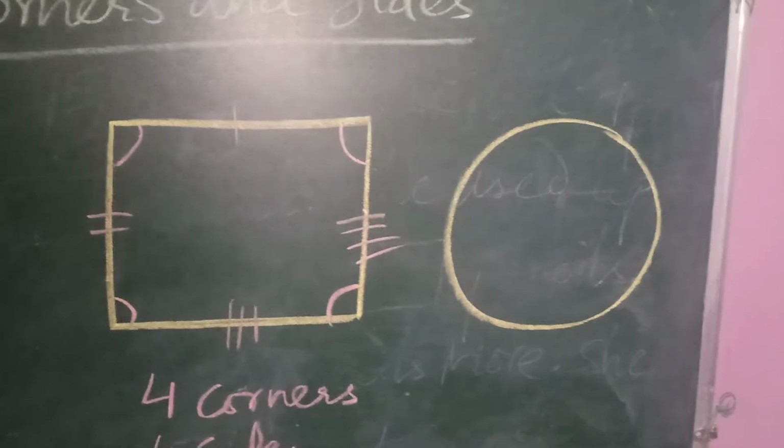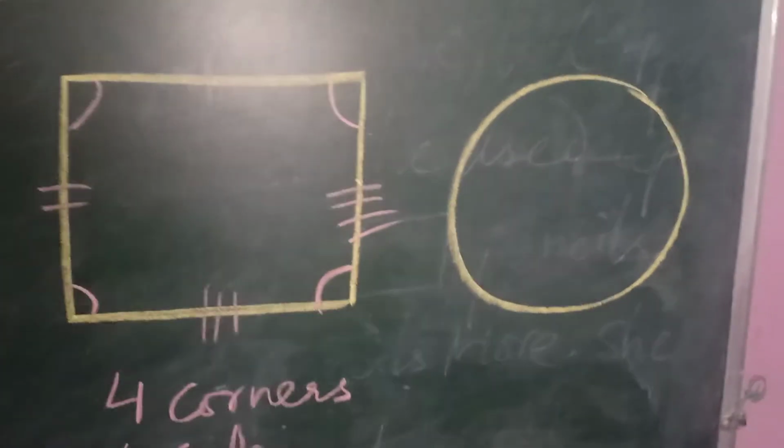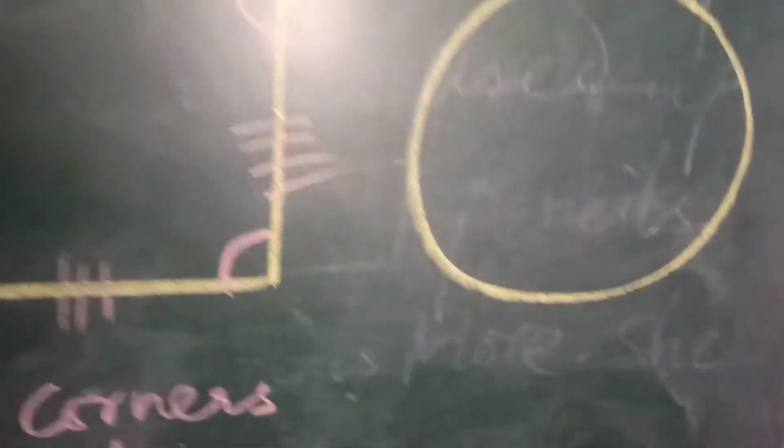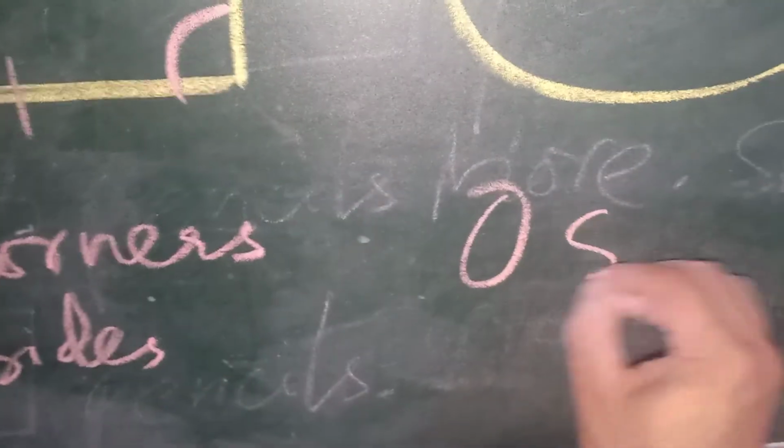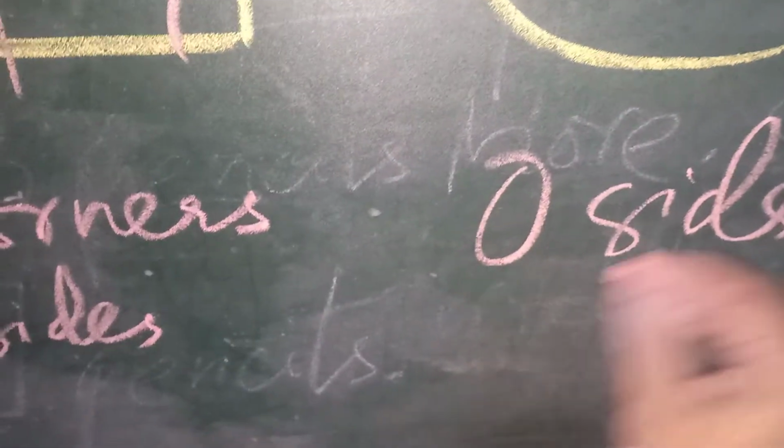The next diagram we have here is a circle. By looking at this, there are no corners and no sides. So 0 sides and 0 corners.